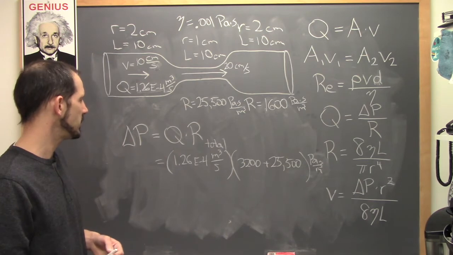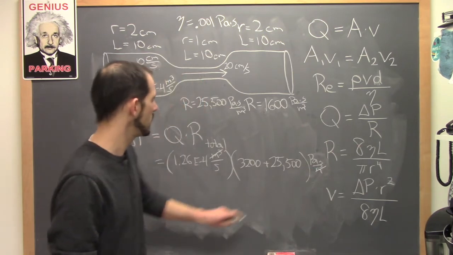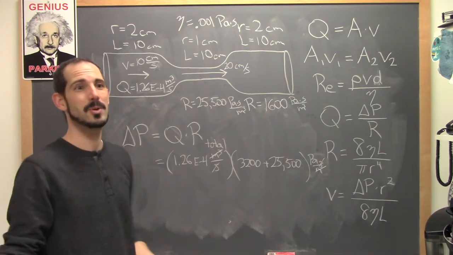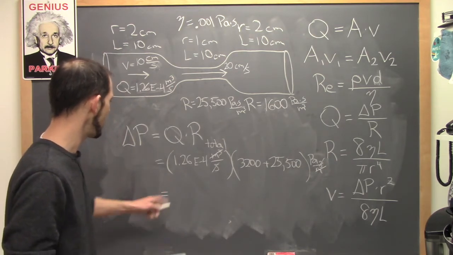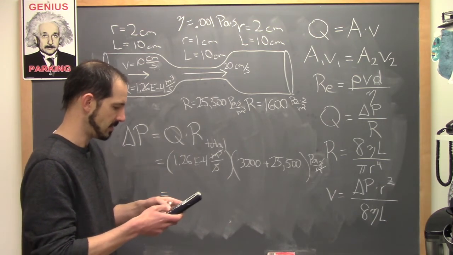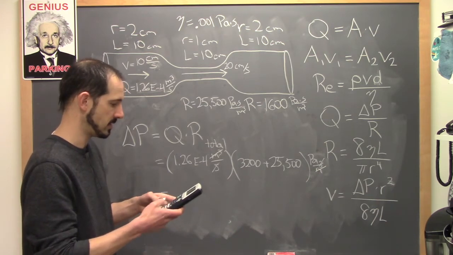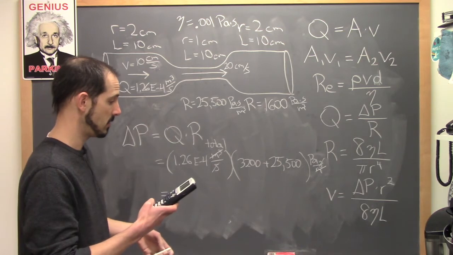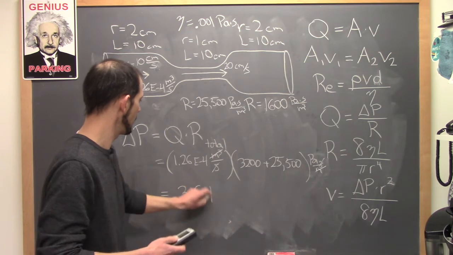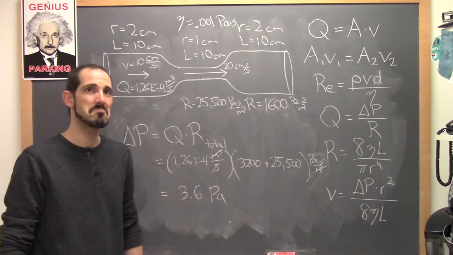Unit-wise, this is going to be perfect. Meter cubed knocks out the meter cubed, the second knocks out the second, and we're just left with pascals, which is a pressure! Woohoo! Okay, so we actually got a pressure unit out of that. That's amazing. 1.26 times 10 to the minus 4, and we've got 25,500 plus 3,200, and we get some value of, curious, 3.6. 3.6 pascals. So, not too much.